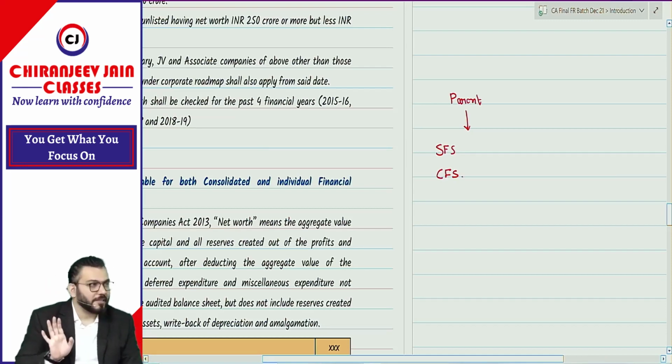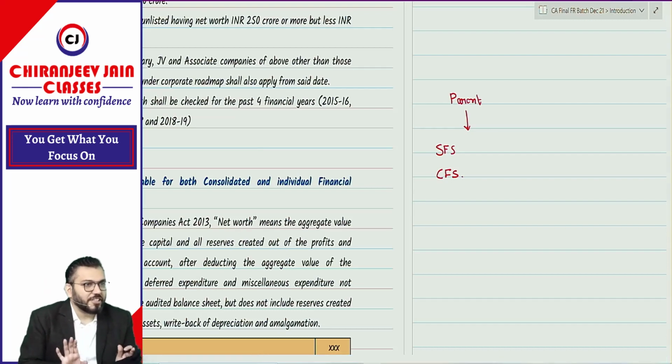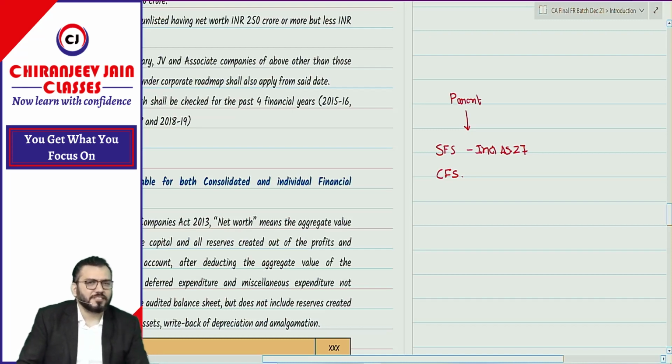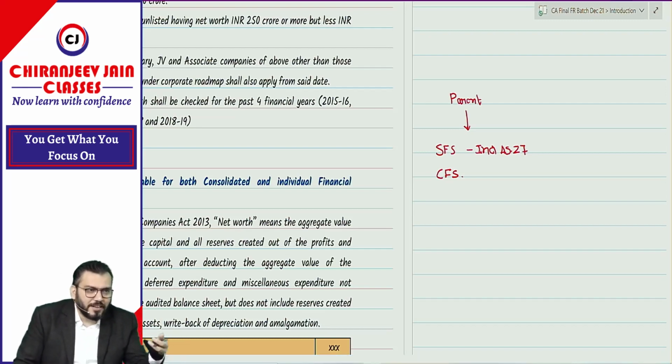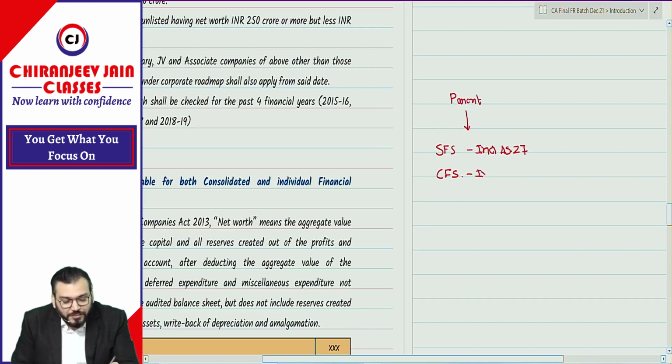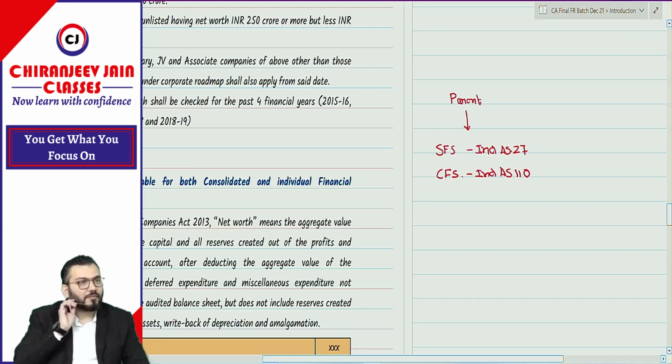Consolidated financial statement. Understood? Separate financial statement and consolidated financial statement. The separate financial statement is prepared as per Ind AS 27. Correct? When we start the consolidated financial statement chapter, at that time we'll also discuss the separate financial statement. And the consolidated financial statement is prepared as per Ind AS 110. We'll discuss it in detail.